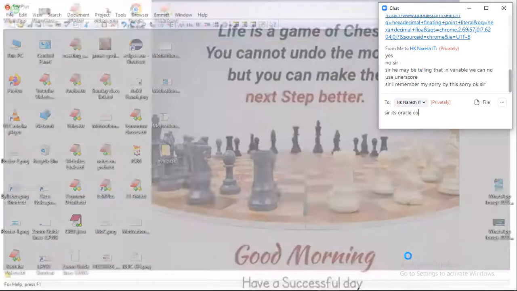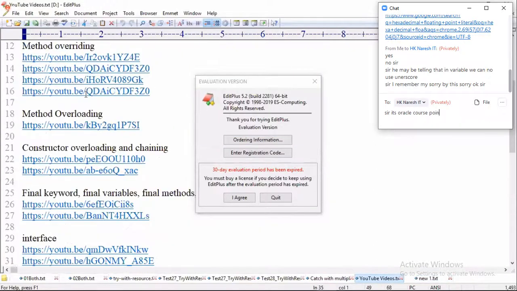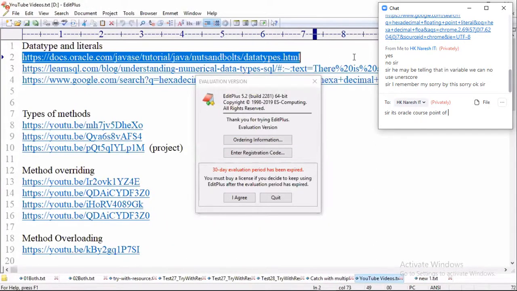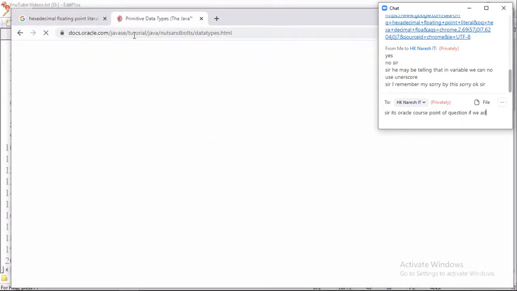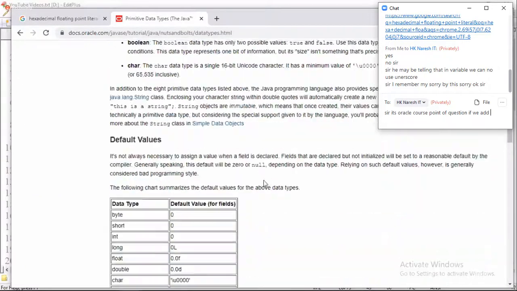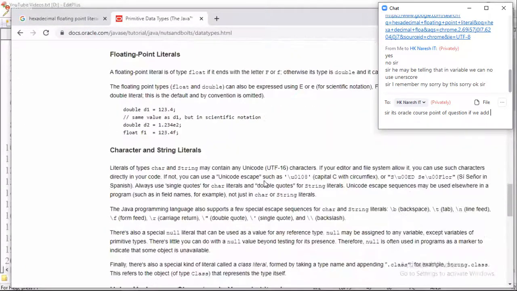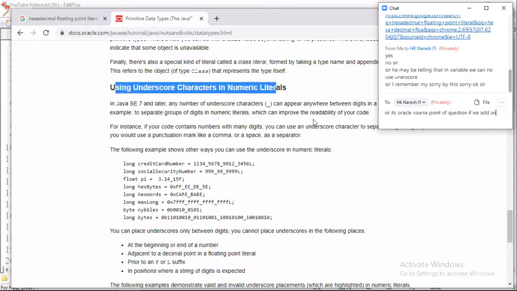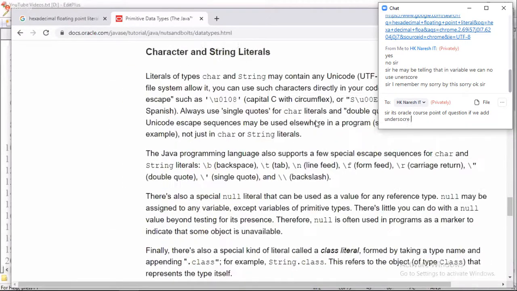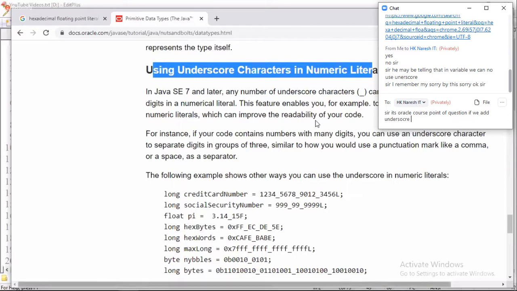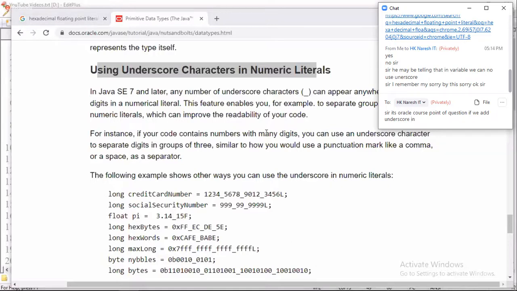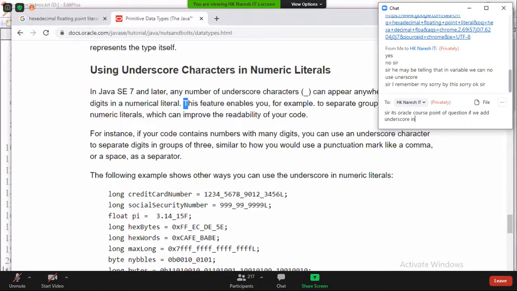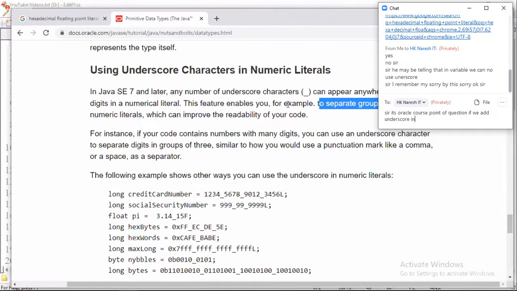If you open it once again, here Sun Microsystems has already mentioned those points. First time I'm also reading this article along with you. Using underscore characters in numeric literals: from Java 7 and later, any number of underscore characters can be applied anywhere between digits in a numeric literal. The feature enables you, for example, to separate groups of digits in numeric literals, which can improve the readability of your code.